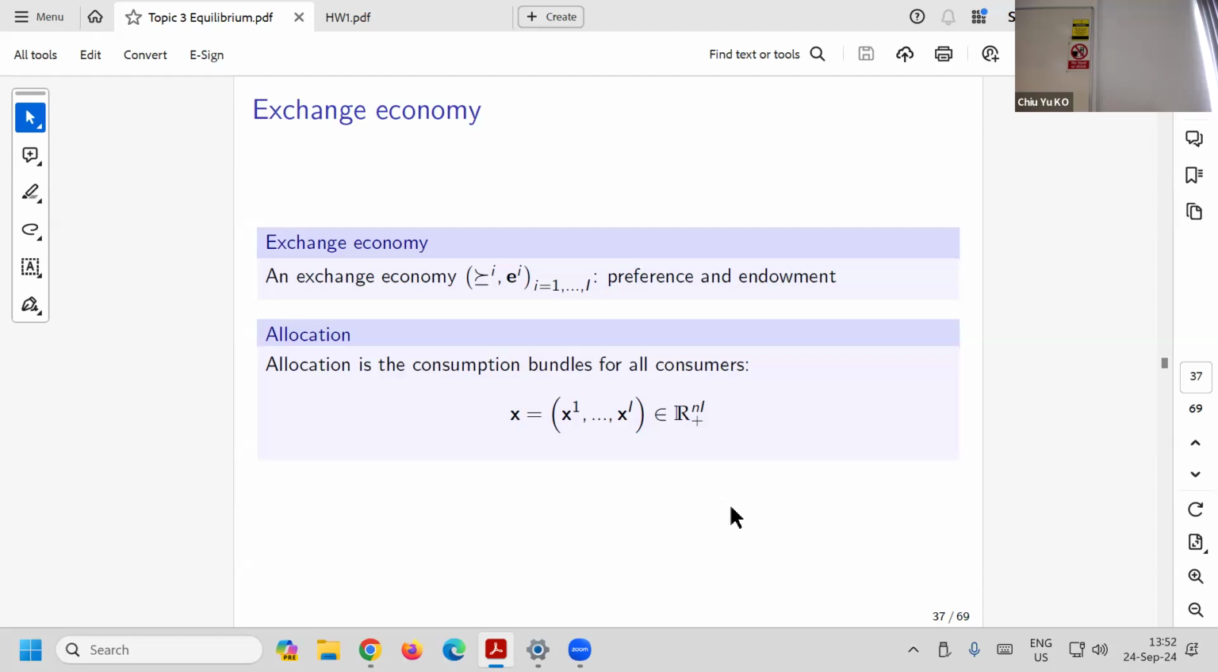Each one will consume n different objects. So that's why n times L, right? Guy number 1 will consume n goods, guy number 2 n goods, n times L. So that will be the allocation. This is the problem, and this is the solution or the outcome. You can change this one to get it more complicated, and the solution can be more complicated. All economic problems are written in this way, the same as what we have been doing. So this is the setup, and this is the solution.